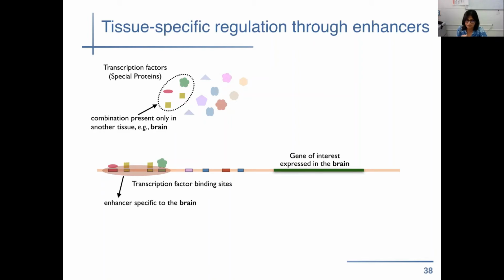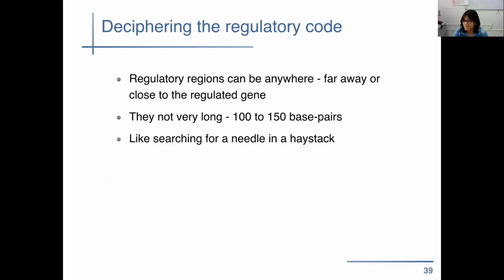So we are still understanding the problem here. Why is this a hard problem? These regions can be anywhere. They can be very far, they can be close, they can be inside the gene. And even harder is the fact that they're not very long. These regions are tiny, and they don't have a very well-established structure, unlike genes, which have introns and codons. So essentially, it was really like searching for a needle in a haystack.